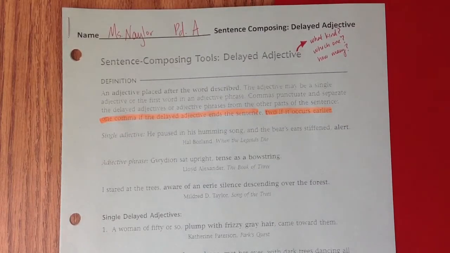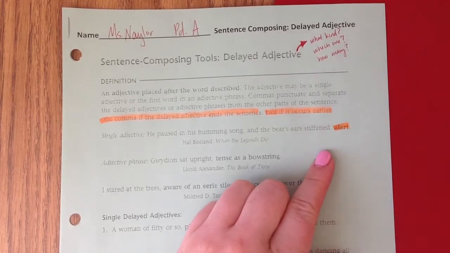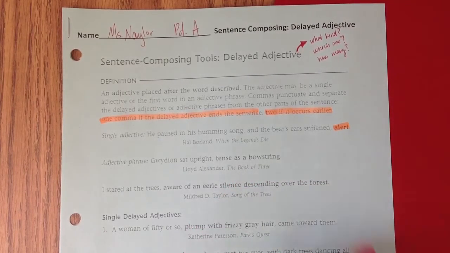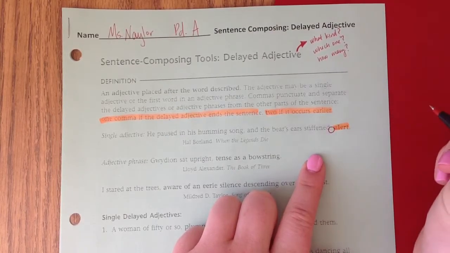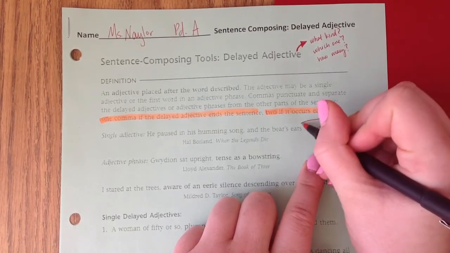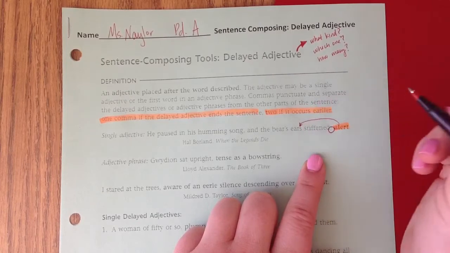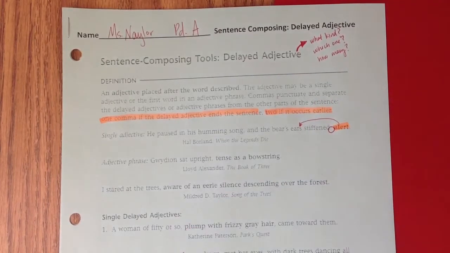Here's an example of a single adjective. He paused in his humming song, and the bear's ears stiffened, alert. Alert is the adjective here, right? And it's describing the bear's ears. And here's my comma. It ends the sentence. There's 1 comma before it. I'm going to draw an arrow back to ears because that's what it describes. The ears are alert.